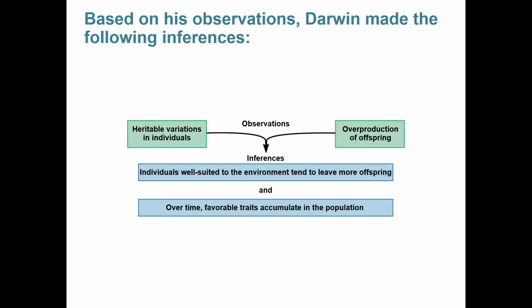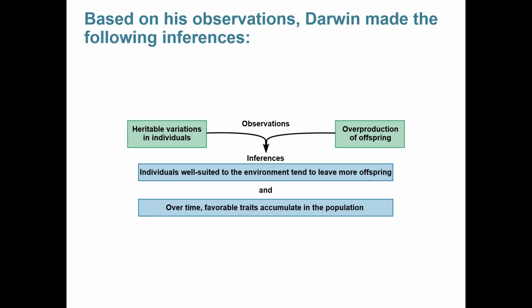Darwin's process requires two major observations and draws two inferences. The first observation is that heritable variation in individuals has to exist. Something about the individuals must be different, and that difference must be able to be passed on to offspring. The second is that overproduction of offspring must occur. This means that not all offspring have an equal opportunity to survive. From here, we can draw two inferences. The first is that individuals who are well suited to the environment will tend to have more offspring, and those offspring are more likely to survive, and that over time, favorable traits will accumulate in the population.